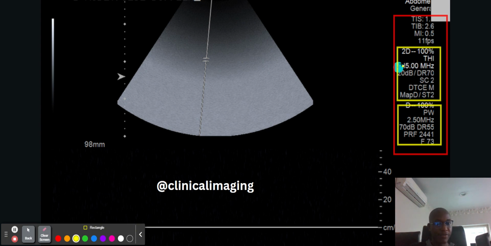If you check, this is 5 for 2D image, this is 2.5 for pulse wave Doppler. If you check the decibel, this is 70, this is 20. If you check the dynamic range, they are also different. Then you will notice that pulse wave Doppler shares the same feature with color Doppler. Because they are Doppler, all Doppler usually have pulse repetition frequency. So you are likely going to see pulse repetition frequency in Doppler applications.